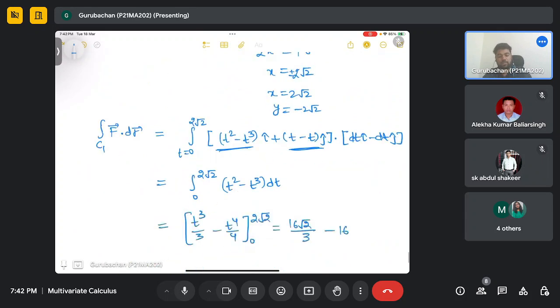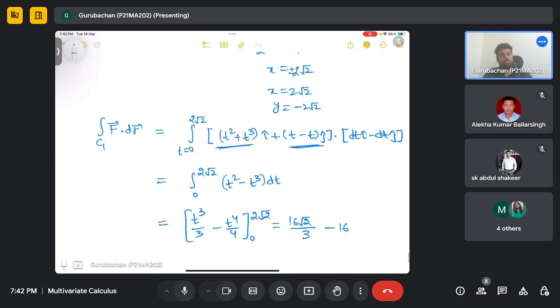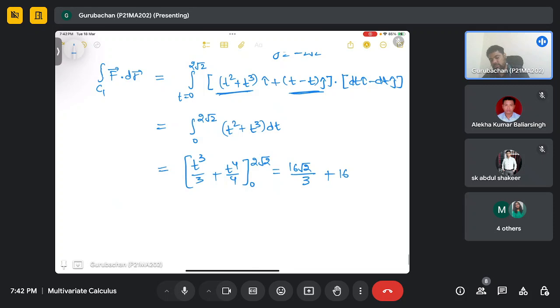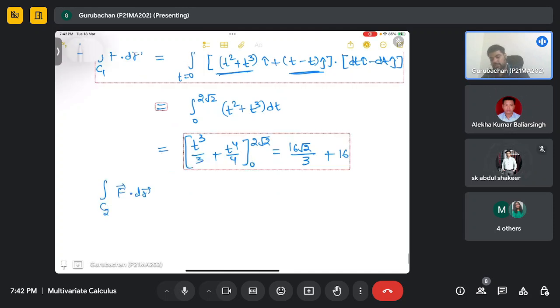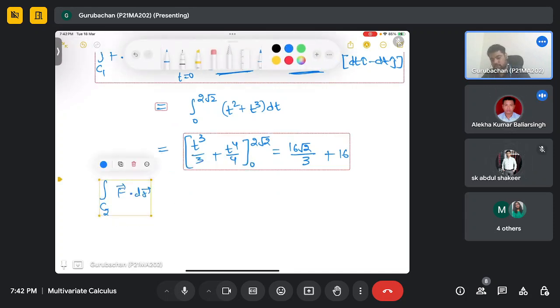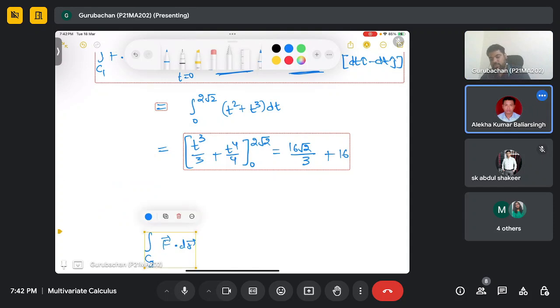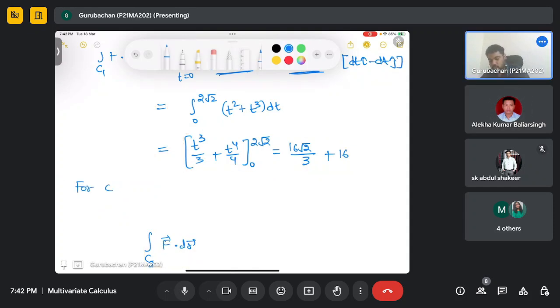Minus t cube will actually be plus or minus? Kindly observe these things. This will reduce your calculation and effort. Minus. So again, yes, please take care of these small mistakes. Now C2 or C3 will be easier.